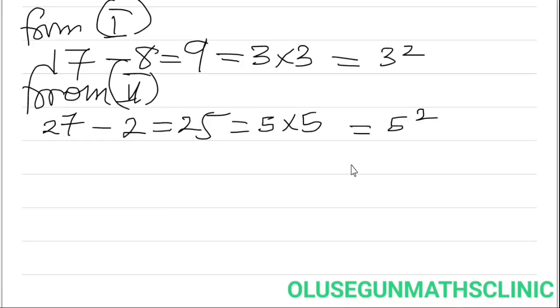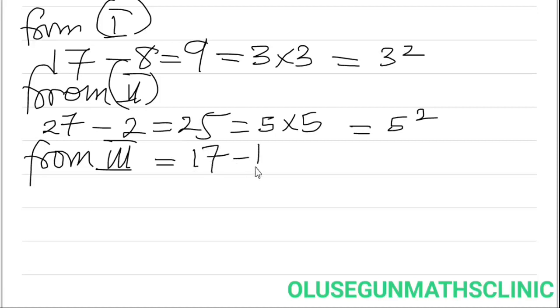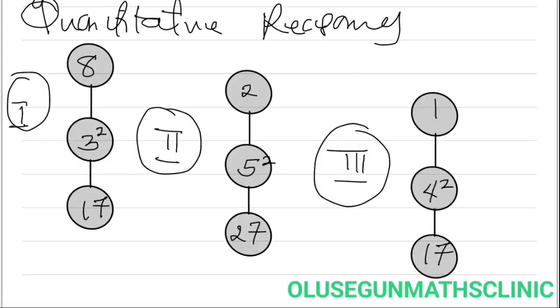So from figure 3, what you see there is 17 minus 1. 17 minus 1 will give us 16. And 16 is 4 times 4. And 4 times 4 is 4 squared. So it means we obey all the laws from the diagram of the quantitative reasoning.